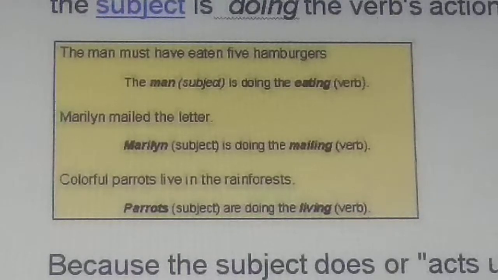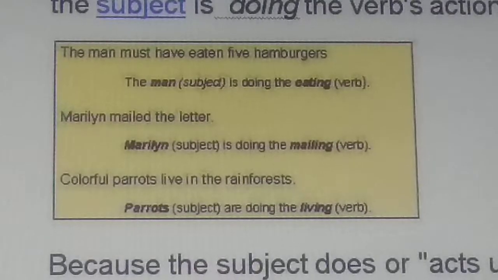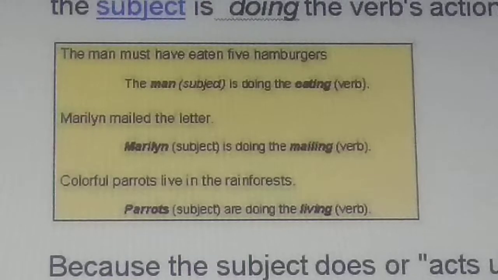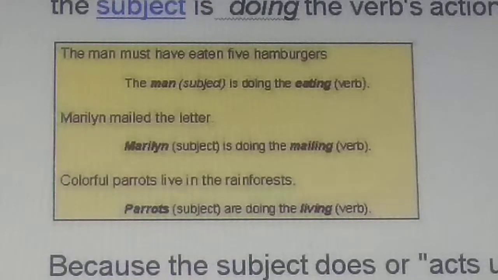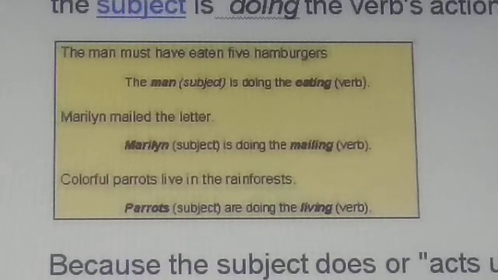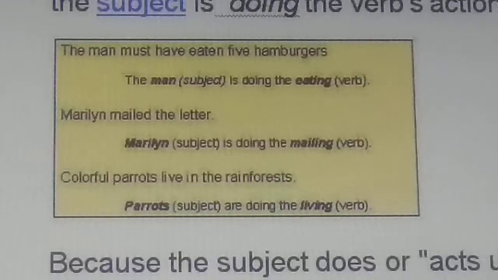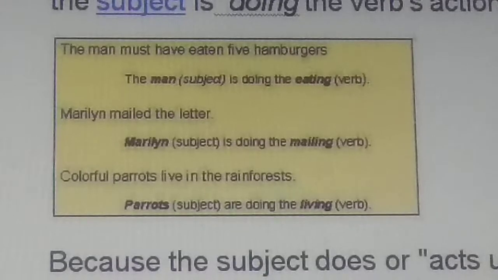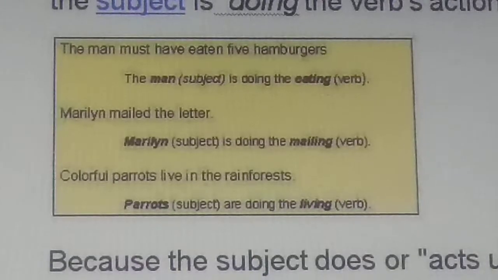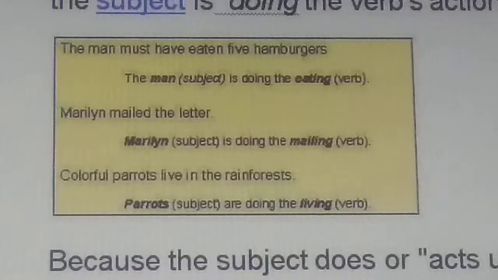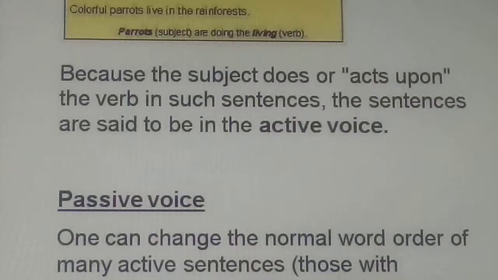Marilyn mailed the letter. What's the subject here? Marilyn. That means the one who's doing the work is the subject. Marilyn, because she's doing the work. What work is she doing? Mailing. So that's a verb. Colorful parrots live in the rainforest. Parrots is the subject. And doing what? Living. Where? In the forest.